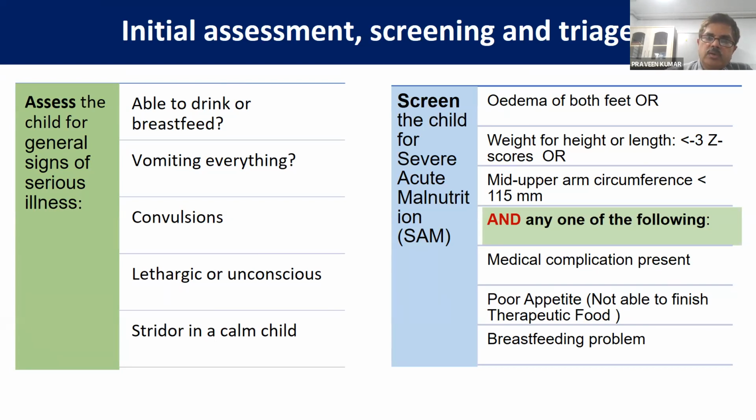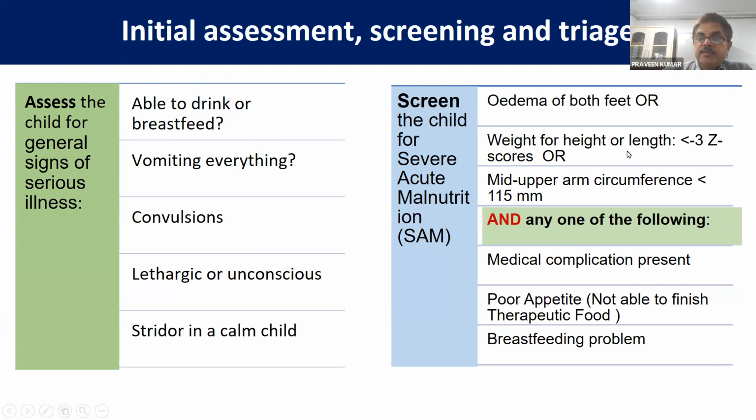And without a known cause, meaning like nephrotic syndrome, or maybe the child has some congenital heart disease with CCF, in those cases you will not say severe acute malnutrition. But if you do not have a known cause and the child has edema which is bilateral, then you will say this is due to SAM.